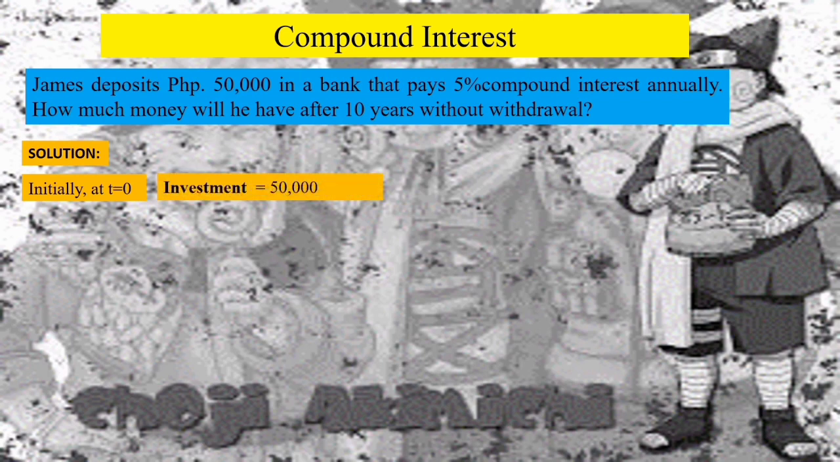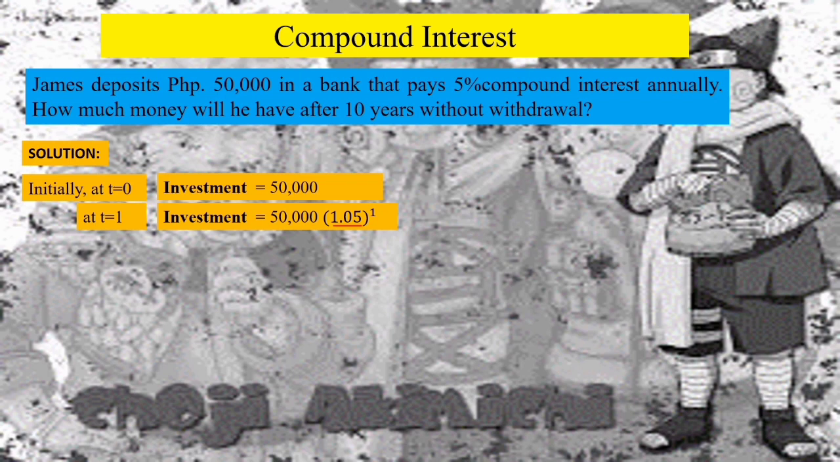So ilan kaya yung ilalago ng pera mo pag your T is equal to 1? So nagka 1 year na siya. So your investment times 1.05 raised to the power of 1. So, saan natin nakuha itong 1.05?